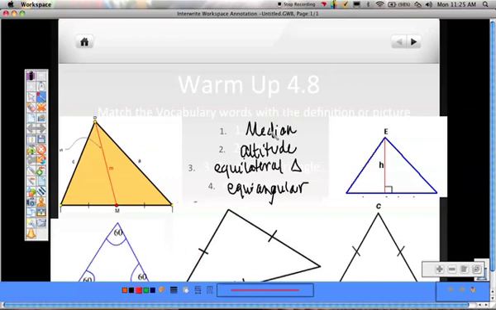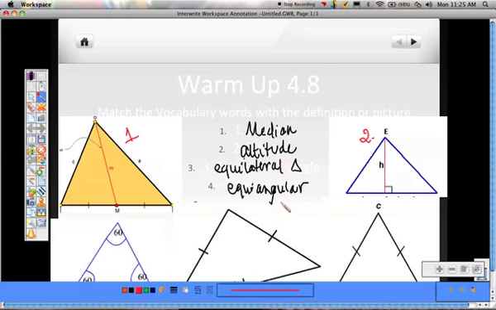All right, median would be number 1. The median starts at an angle, goes to the middle of the opposite side, which is marked with these points, or these lines right here, which shows it's the middle. The altitude is the height, which makes a 90-degree angle. The line that starts at an angle goes to the other side at a 90-degree angle.